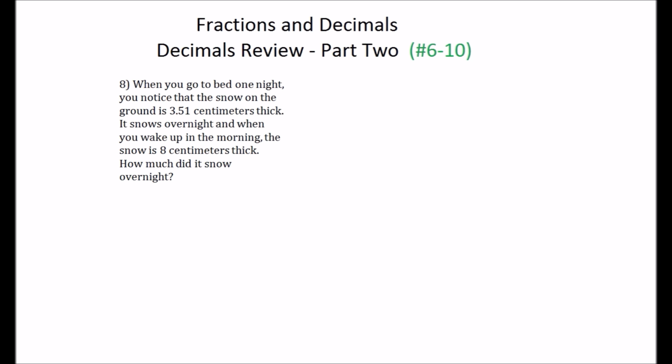Number 8 on your decimals review says, when you go to bed one night, you notice that the snow on the ground is 3.51 centimeters thick. It snows overnight, and when you wake up in the morning, the snow is 8 centimeters thick. How much did it snow overnight? And this question here might be helpful to reword, to think of it this way. We can say how much more snow is there now compared to last night. It's essentially asking the same question.